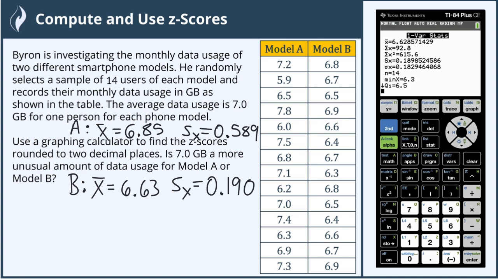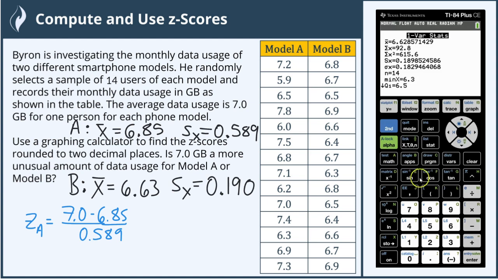Now that we know our mean and our sample standard deviation for each of the models, we can calculate the z-scores in each case. So let's start with the z-score for Model A. We're going to have our x value minus x bar over standard deviation. Our x value is that 7 gigabytes. We're going to subtract our average for Model A, which is 6.85, and divide by the standard deviation, which is 0.589. So we can do this in our calculator.